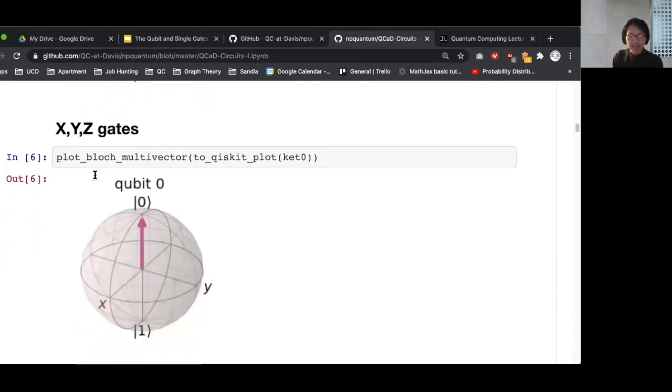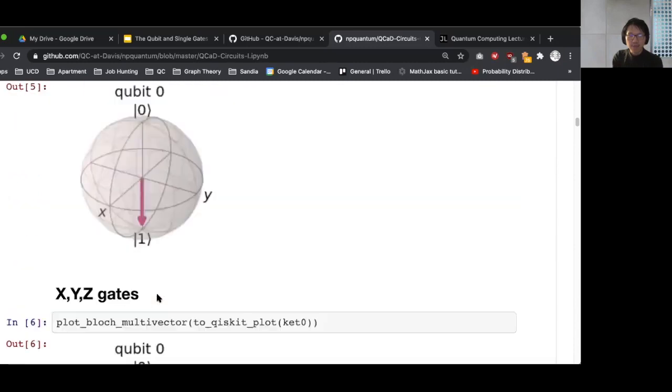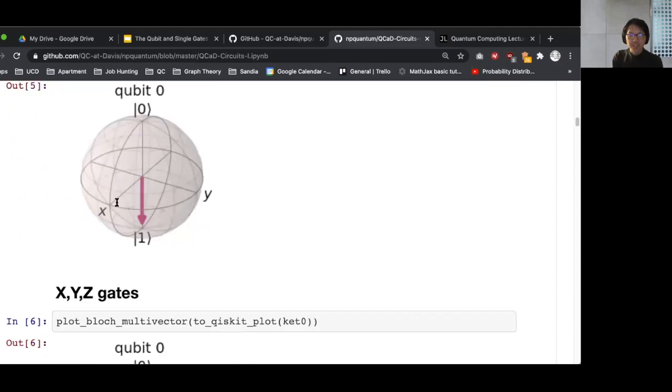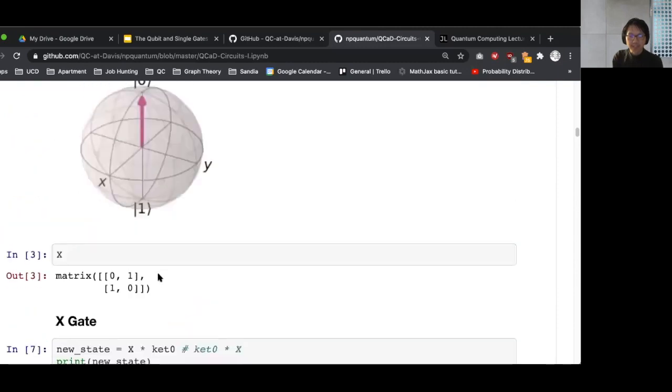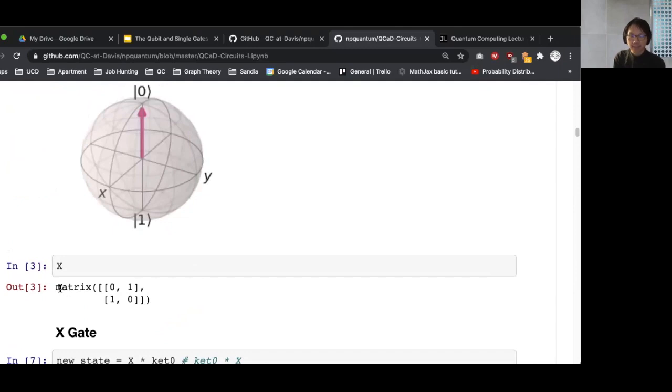But the idea with these gates is that a gate is represented as a matrix. You remember that in the beginning, ket 0 was a vector. So we're just multiplying the vector by a matrix to get another vector, or we're manipulating our quantum state using this matrix.